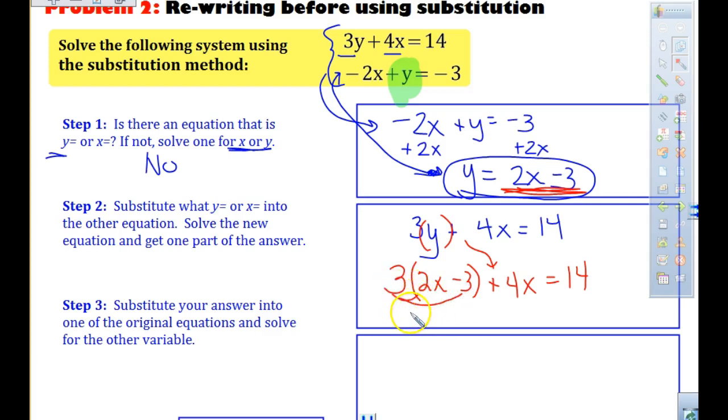So 3 times 2x gives me 6x, minus 9, plus 4x equals 14. Grace, next step in solving, you do what? Add like terms. So tell us specifically. 6x plus 4x. Yes, 10x. So we get 10x minus 9 is equal to 14. Next step, Avery.